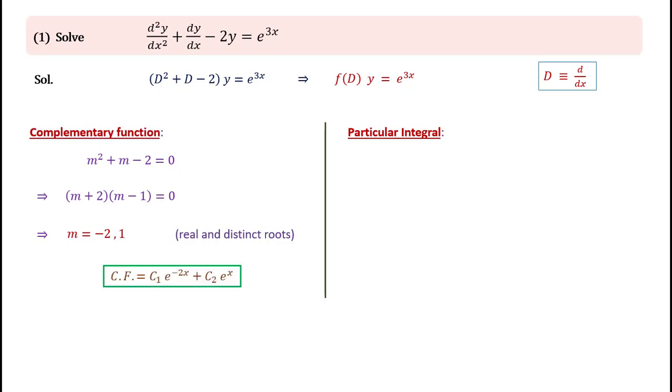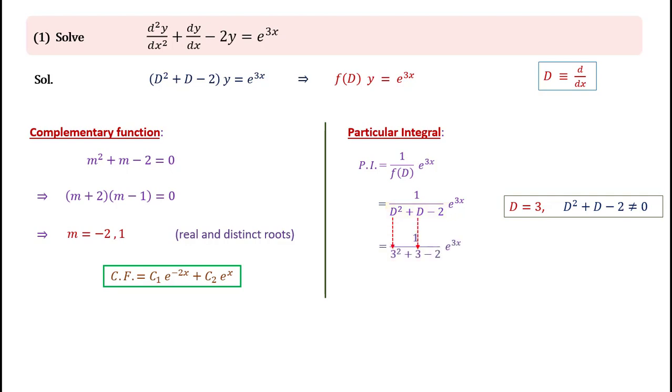Now we will find the particular integral. At D is equal to 3, D square plus D minus 2 is not equal to 0. So we will put 3 in place of D and we will get the particular integral is equal to 1 upon 10 into e power 3x. Hence the complete solution is.